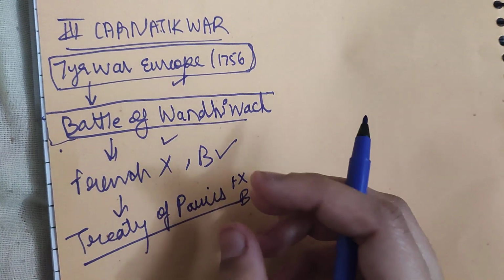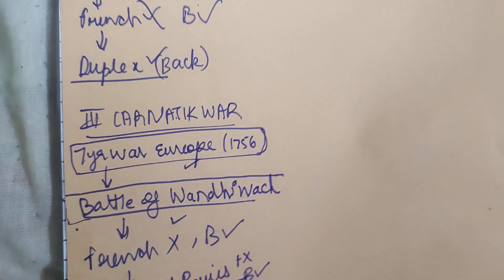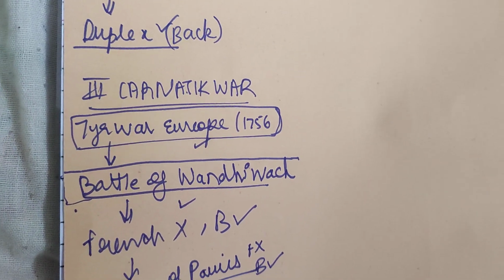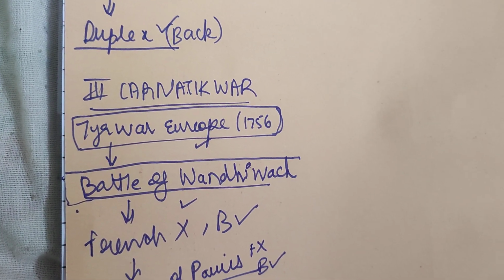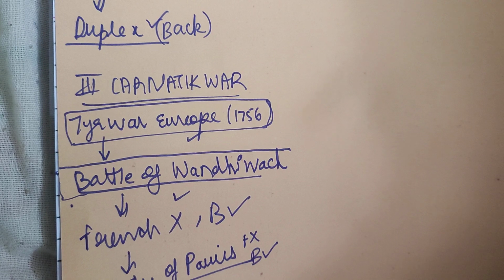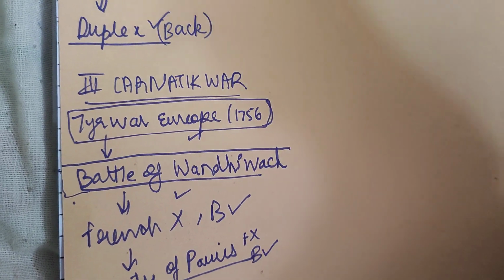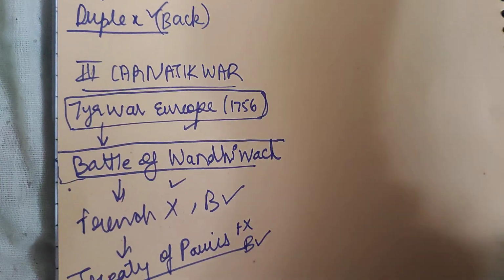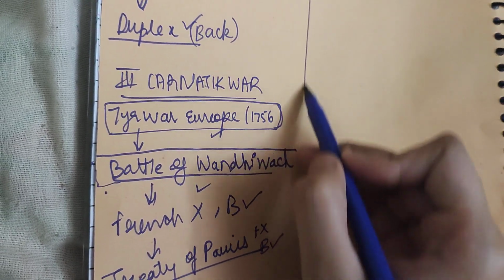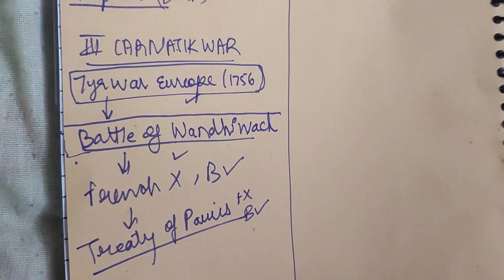The Britishers became the undoubted leaders, or you can say the undoubted owners, of all of the places of India. So now the Britishers have gained their influence. So I hope you understood it till here.